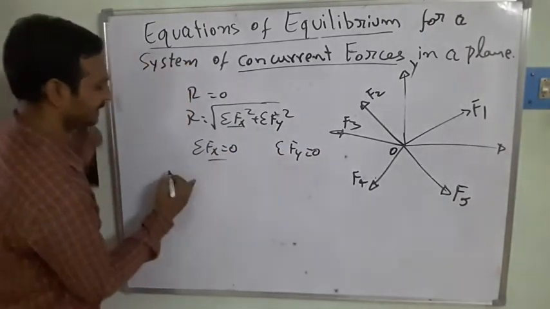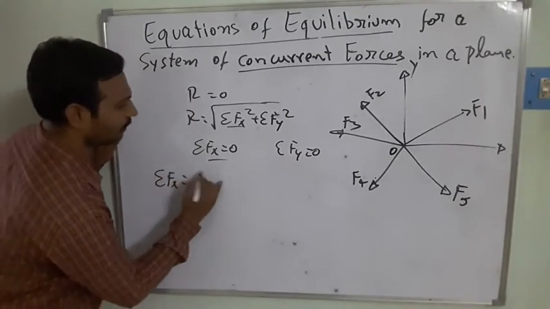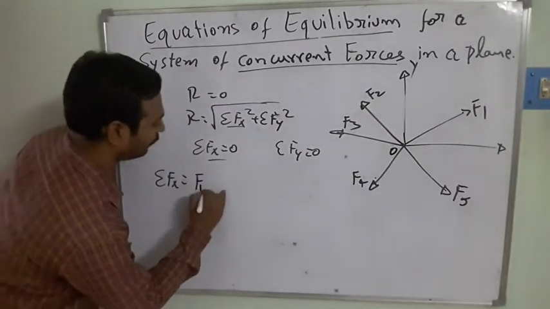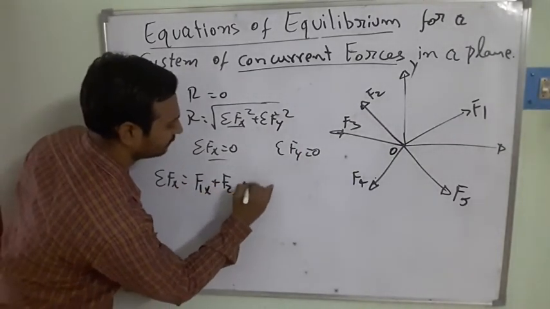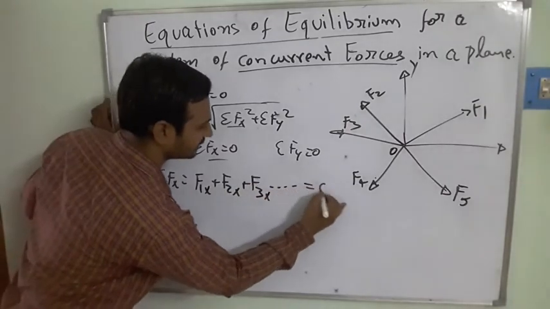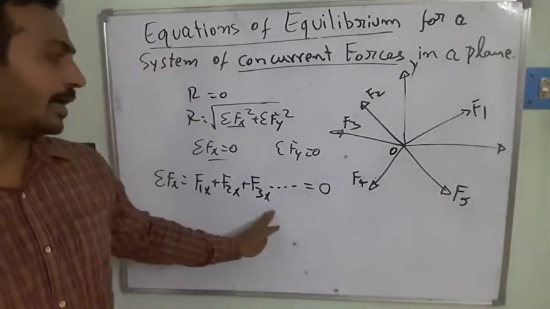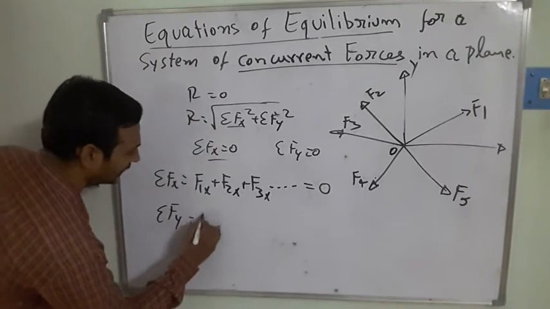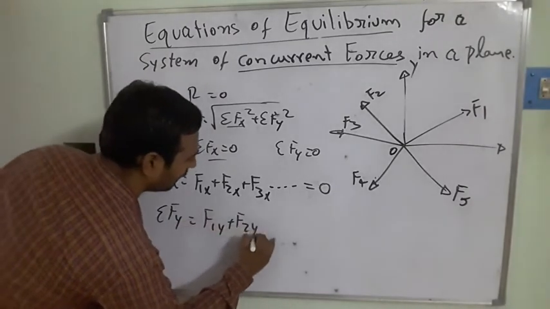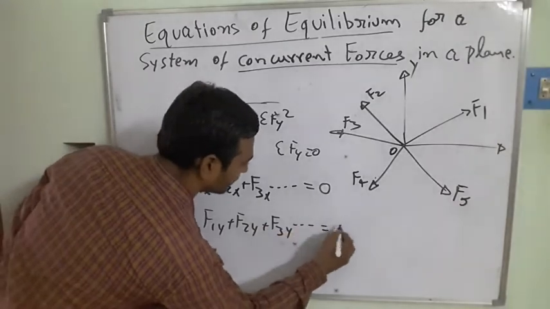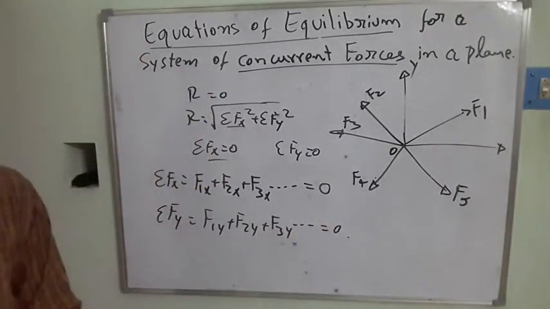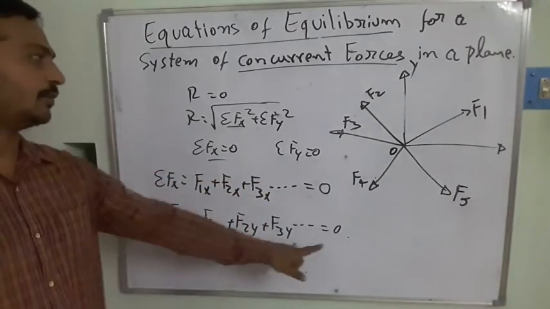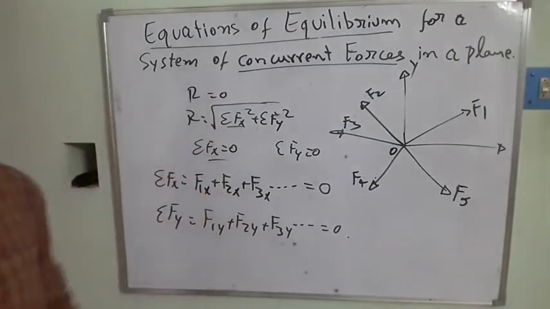What does it mean here? Sigma F of x is equal to the forces resolved into the x direction as well as the y direction. That is F1x plus F2x plus F3x, and so on for the number of forces, equal to 0. So the individual components are equal to 0. Similarly, sigma F of y is equal to F1y plus F2y plus F3y, and so on, equal to 0. This way, the summation of the forces in the x direction is equal to 0, the summation of the forces in the y direction is equal to 0, and finally R is equal to 0.